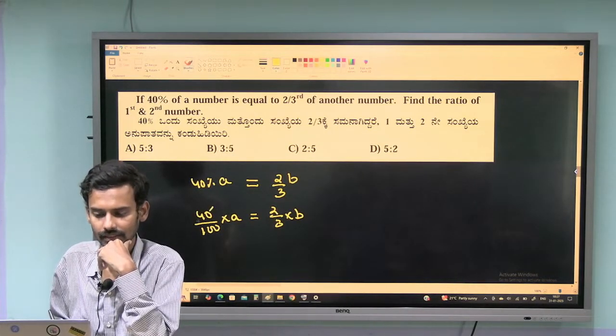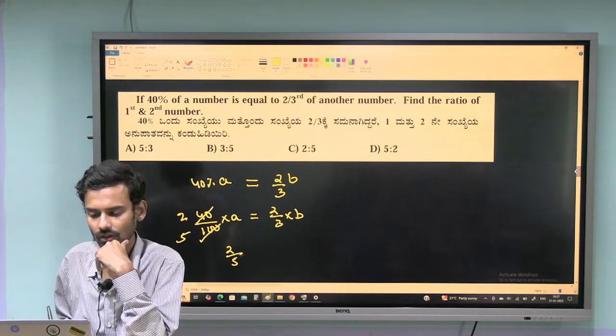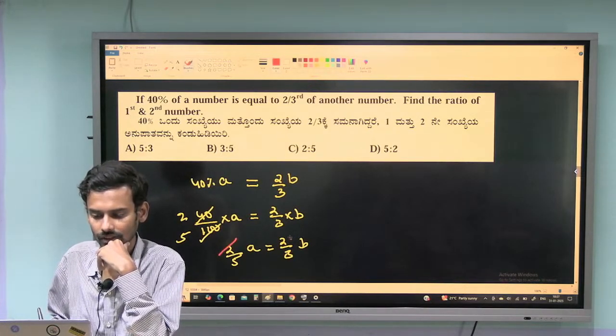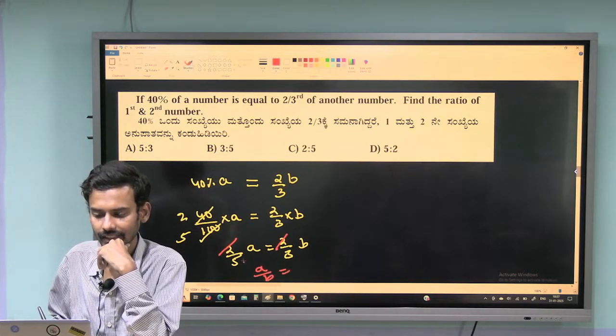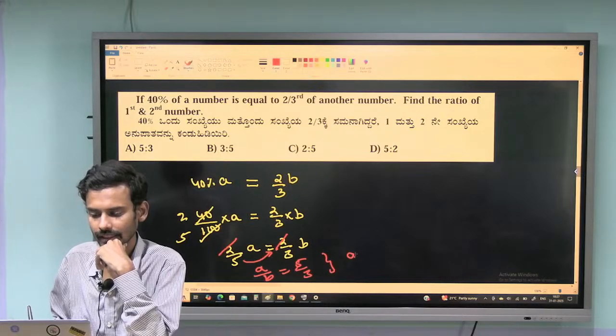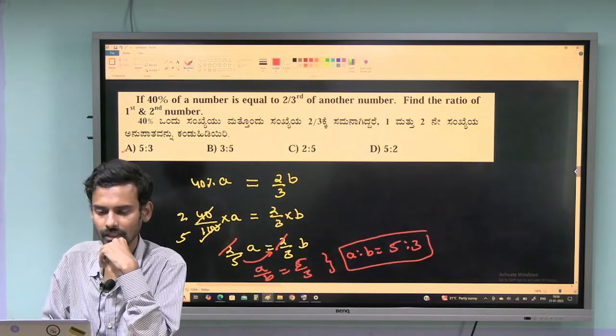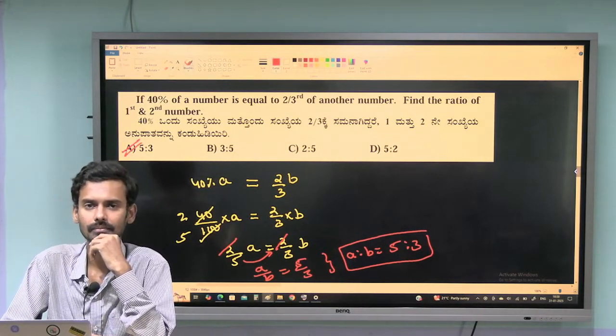If you cancel this, this will be 2 by 5. So 2 by 5 of A is equal to 2 by 3 of B. Here I can cancel this 2 and this 2. Take B to the other side. A by B, send this 5 to that side. You will be getting 5 by 3. So the ratio of A is to B will be equal to 5 is to 3. So the answer for this question will be option A, 5 is to 3.